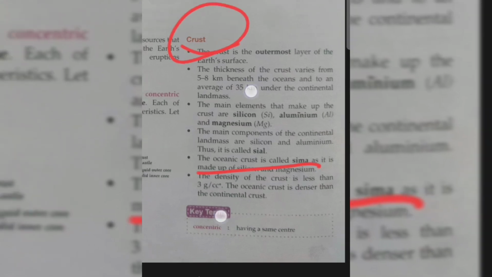The crust is the outermost layer of the earth's surface. Here you see it is the outermost layer. Okay, that is the first layer of the earth which we are able to see. Now the thickness of the crust varies from 5 to 8 kilometers beneath the ocean to an average of 35 kilometers under the continental land masses.